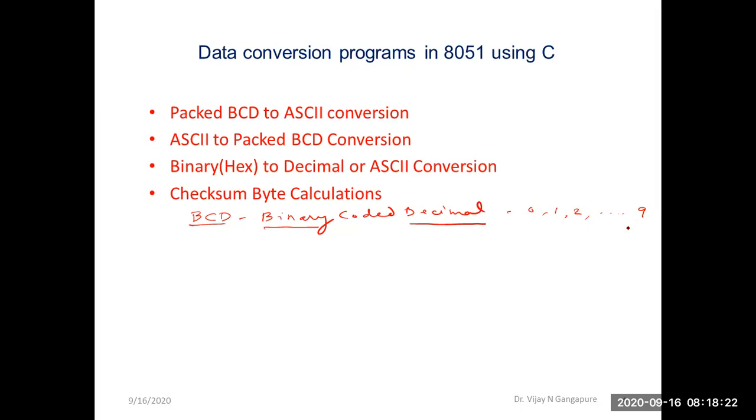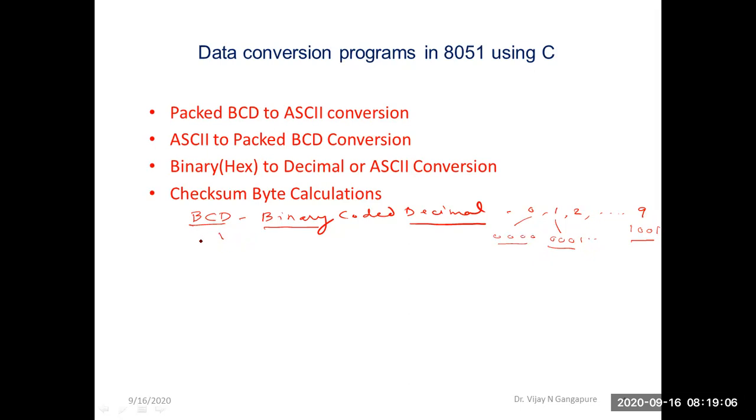Because in binary, if we convert 9, it will be 1 0 0 1, meaning 4 bits are required to represent 9. So in BCD format, each decimal digit is represented using 4 bits. 0 is represented as 0 0 0 0, 1 as 0 0 0 1, 2 as 0 0 1 0, and so on, up to 9 as 1 0 0 1. So these are BCD numbers, that is binary coded decimal. I think the concept of BCD number is clear now.